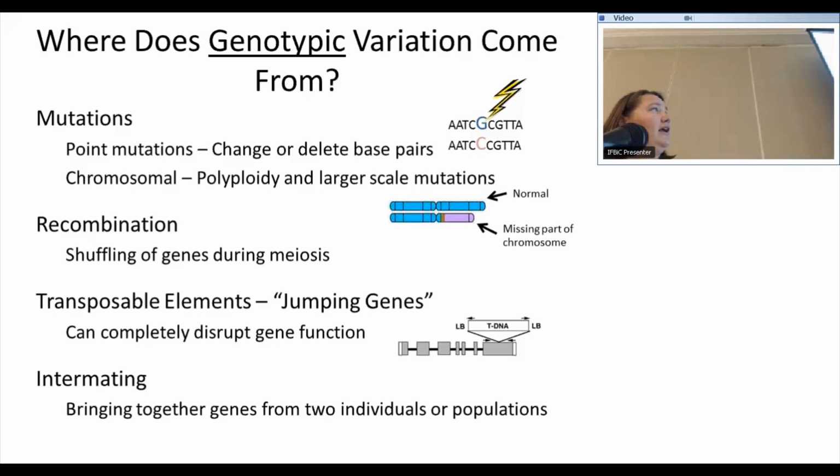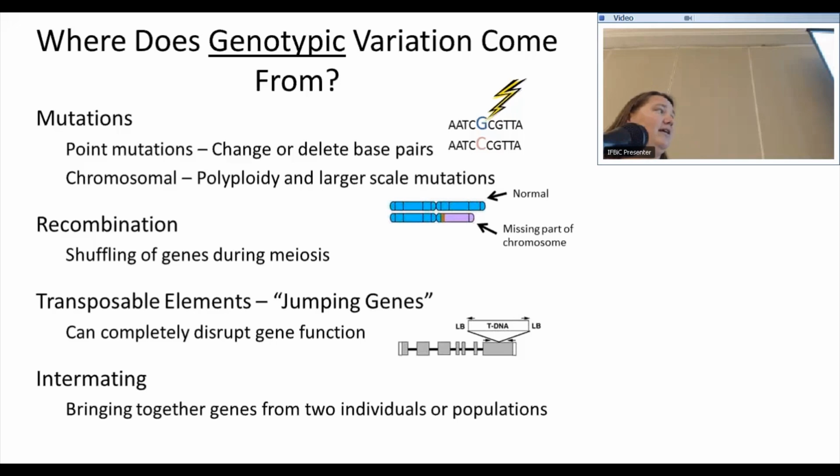Genetic variation also can be caused by recombination, and again, this is shuffling of genes during the creation of gametes during meiosis. And then another class of agents that cause genotypic variation are transposable elements, or these are called jumping genes, loosely. They were described very early in the 1900s.